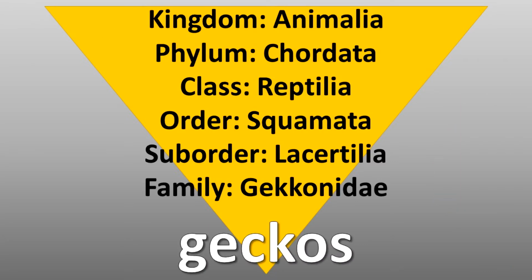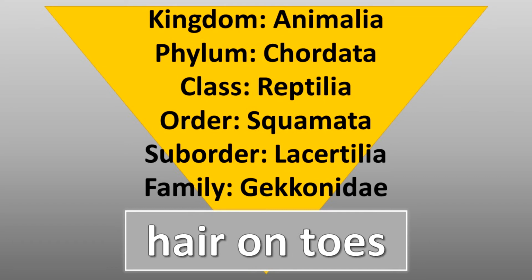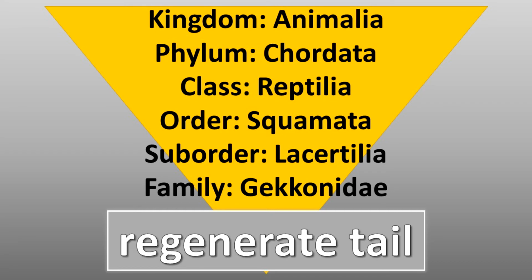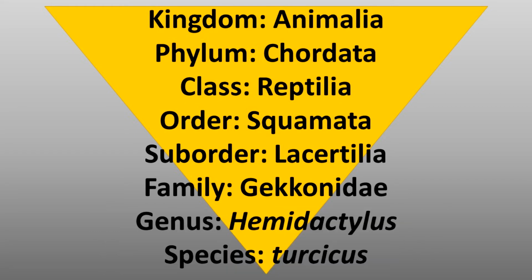There are more than 950 types of geckos in the family Gekkonidae. Although found worldwide, geckos in Illinois are not native to the state. Their toes are covered with tiny hairs that create suction as the animal walks, allowing it to climb on nearly all surfaces. Geckos are the only lizards with vocal cords. They can regenerate their tail if it is broken off, and they replace their teeth regularly. The Mediterranean gecko is now found in Illinois.